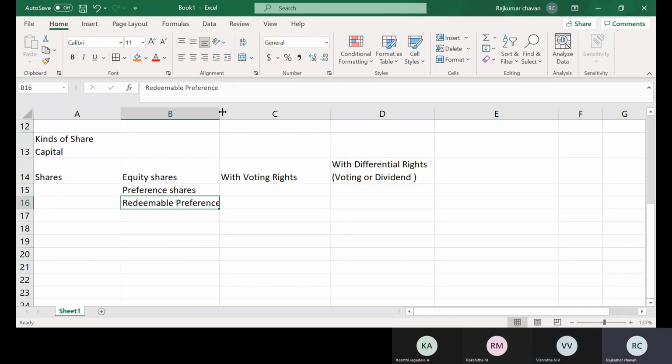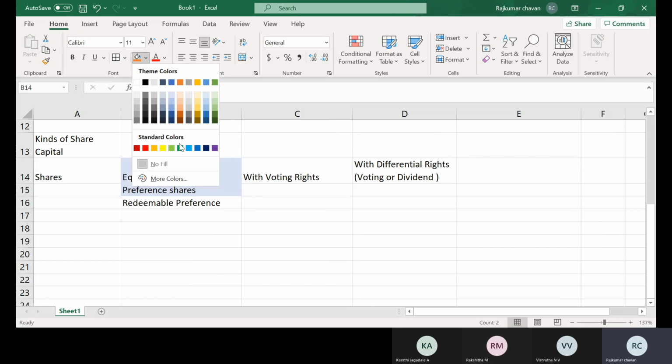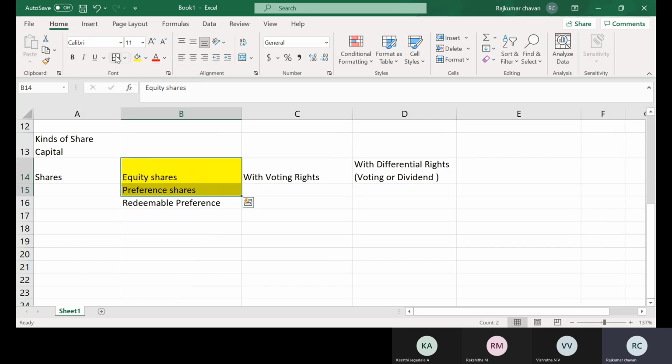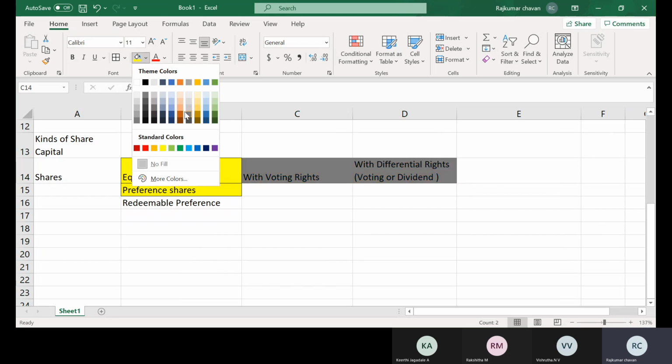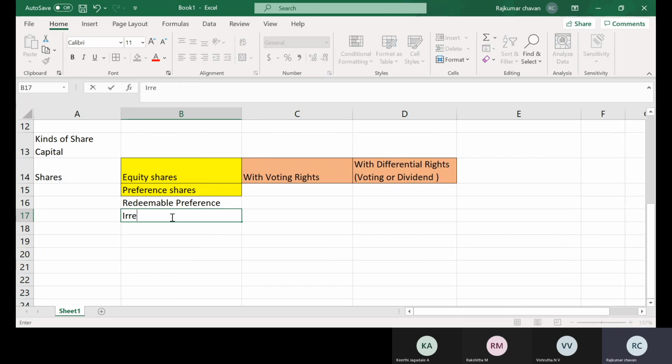So redeemable preference shares, that is the first type of preference shares. There are two types of shares a company can raise from the market: equity shares and preference shares. Equity shares are of two types: equity shares with voting rights and equity shares with differential rights. Next, what are the types of preference share? Redeemable preference share is the first one. Irredeemable is the second one. So what is irredeemable preference share?